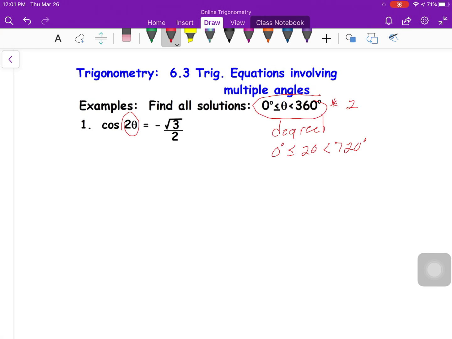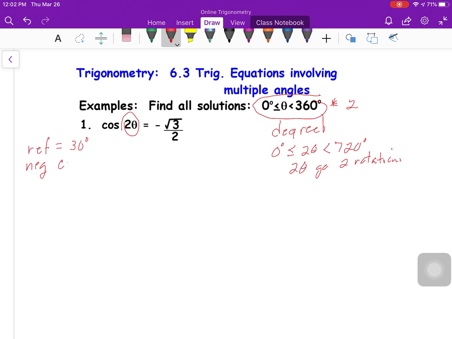So although theta is within one rotation, 2 theta can go 2 rotations. And we'll utilize that fact as we go through and do these problems. Now, if you look here, the trig function is already isolated, so we're at the point where we decide if it's a reference angle or if it's a quadrantal angle. This one happens to be a reference angle again. And the cosine being square root of 3 over 2 corresponds to a reference of 30 degrees.